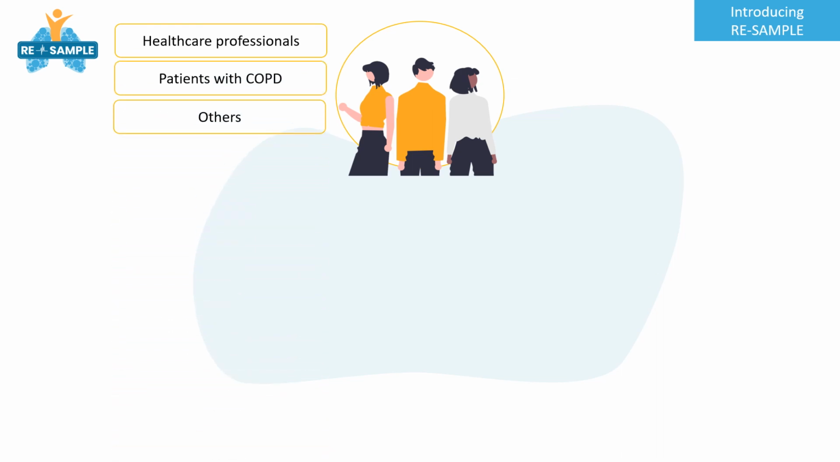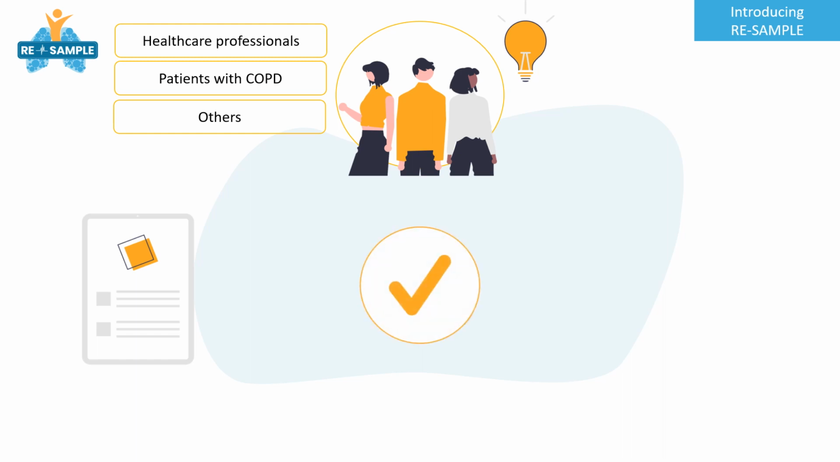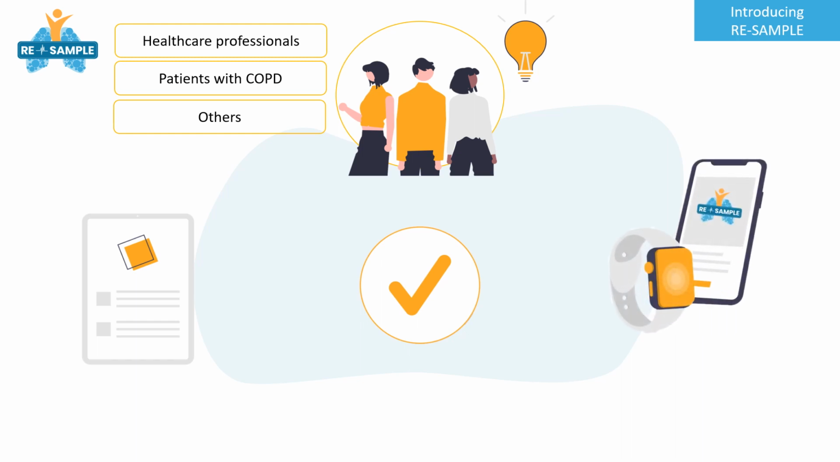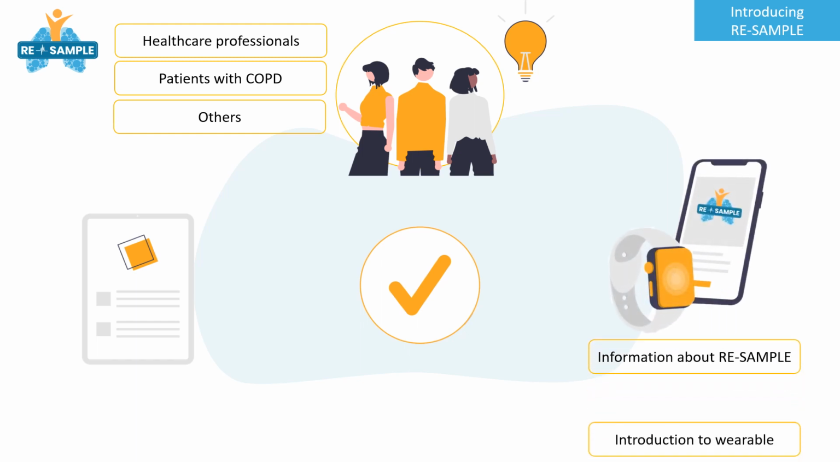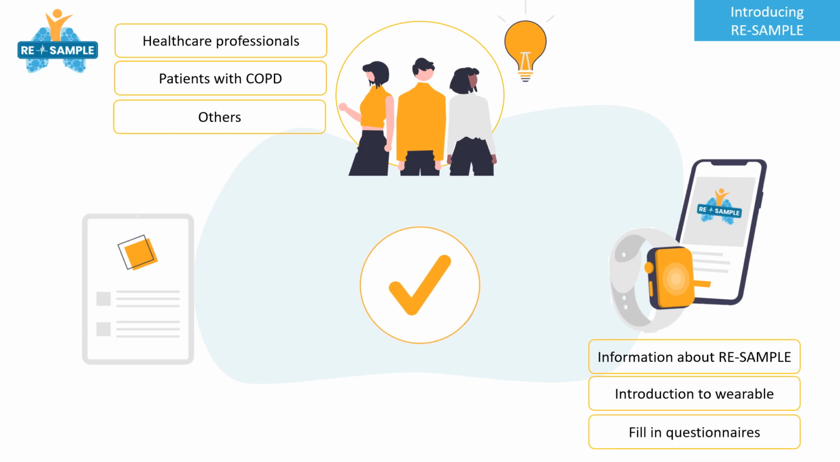There are a couple of things that need to be done before Resample will be used by patients with COPD. The first step is that the patient with COPD has to know about its existence. Healthcare professionals or others can inform the patient about Resample, or the patient might hear about it from their own search, for example by reading flyers in the waiting room of their pulmonologist or by finding information online. When a patient wants to join, their care team ensures that they can do so and helps them to get started. For example, the patient gets information about Resample, gets introduced to the wearable, and fills in some questionnaires.